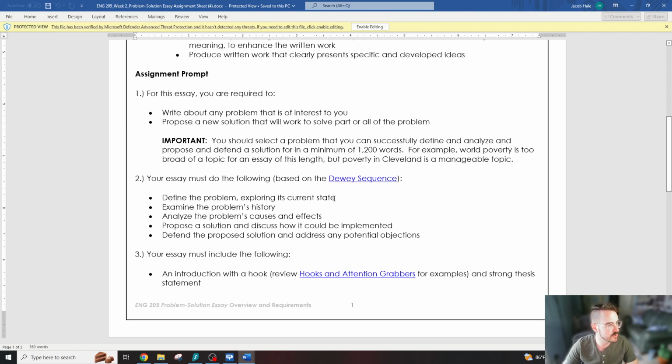So define the problem, explore its current state, look at the problem's history, analyze its causes and effects, propose a solution and discuss how it could be implemented, and defend the proposed solution and address any potential objections. So for instance, maybe in your paper, you're only really going to propose one solution. You don't necessarily need to propose multiple solutions. You can. That's technically what the Dewey sequence entails. But these are the five most important things to discuss in your paper.